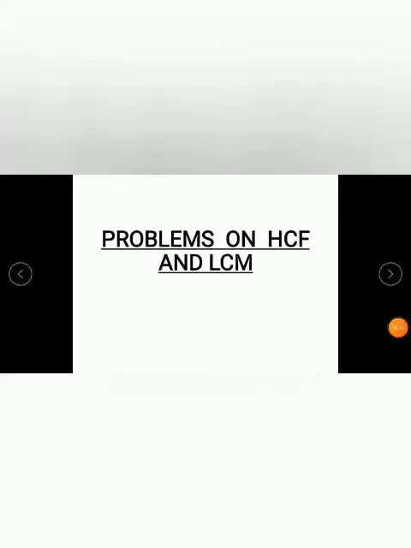Let's see what is today's topic. In the previous classes, we learned the concept of HCF and LCM and also the relation between HCF and LCM. So, today we can learn some problems on this concept. How to solve the problems based on HCF, LCM and the relation between HCF and LCM.